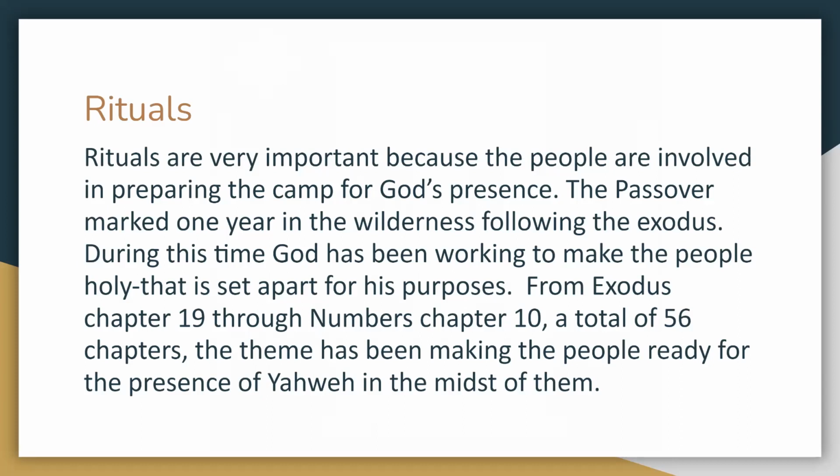From Exodus chapter 19 all the way through Numbers chapter 10, for a total of 56 chapters, the theme has been making the people ready for the presence of Yahweh to become living in the midst of them in the tabernacle.